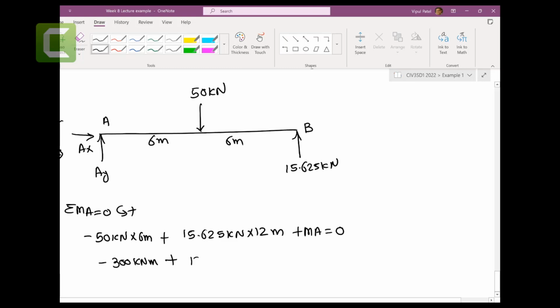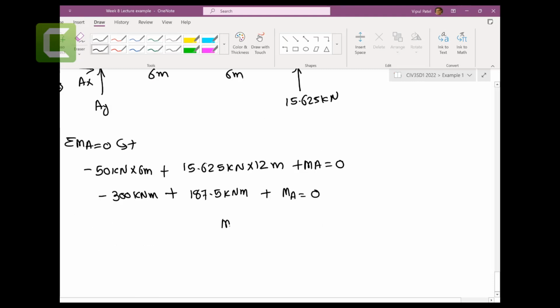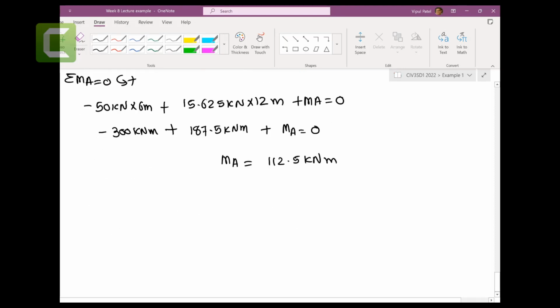You got 187.5 kilonewton meters plus MA equal to 0. So MA equal to 112.5 kilonewton meters. Now we can do the sum of the forces in the y direction.